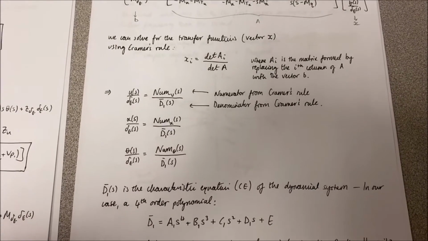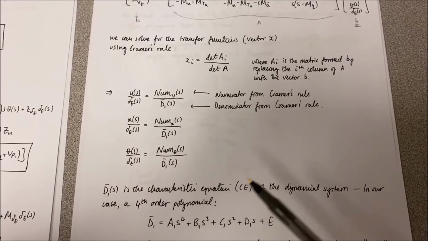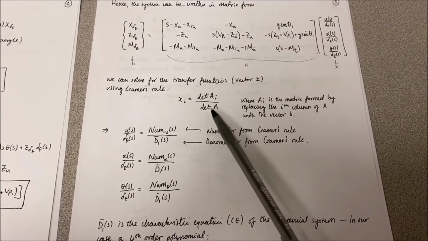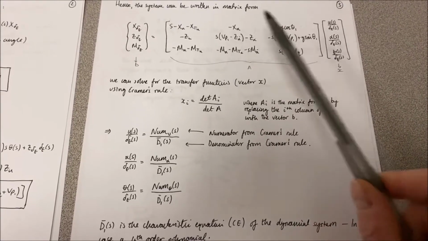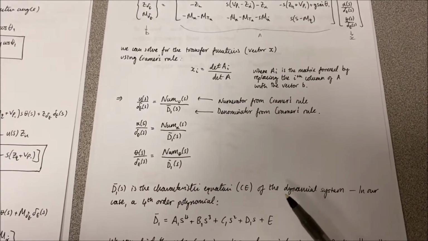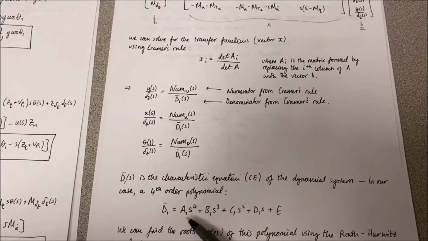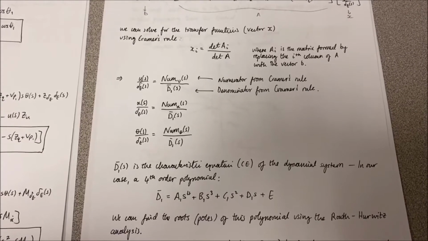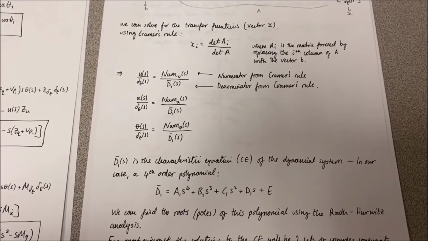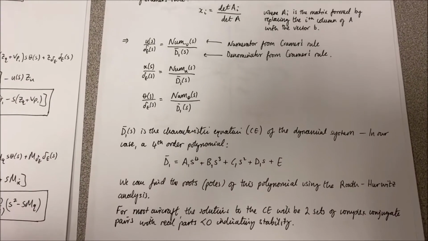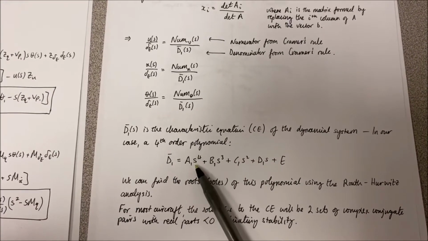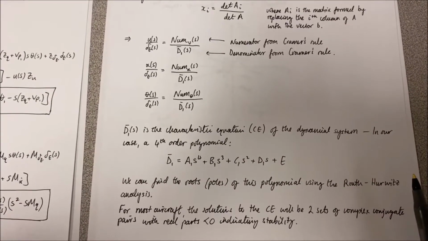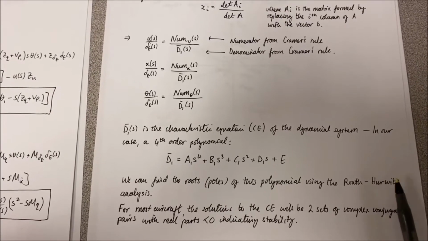So if d1 of s is the characteristic equation for our dynamical system, by working out that determinant, the determinant of this 3 by 3 matrix, we end up with a fourth order polynomial. So of course that has 4 roots or 4 poles, right? We're going to look at how we solve for each of those 4 roots using something called the Routh-Hurwitz analysis. Okay, so we'll see how we do that in a moment.